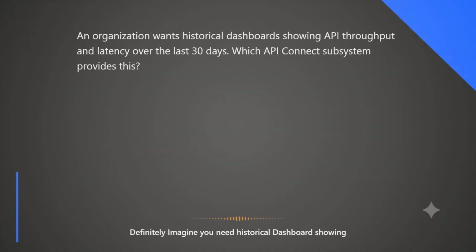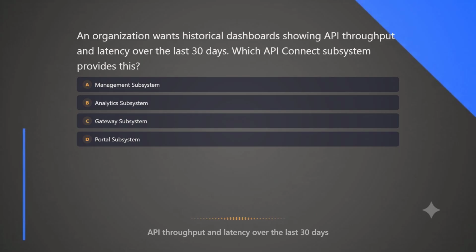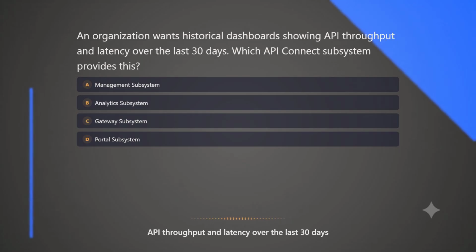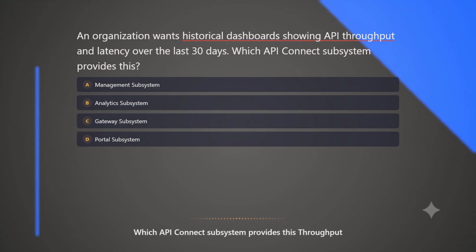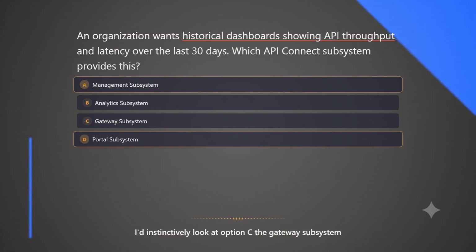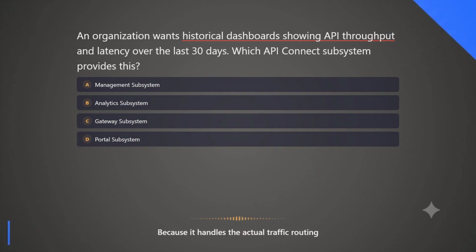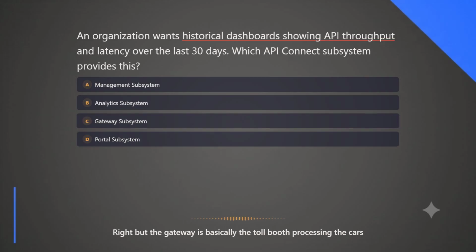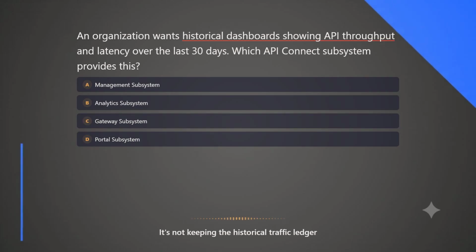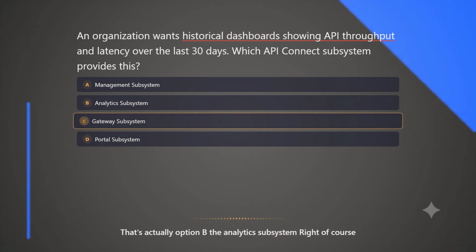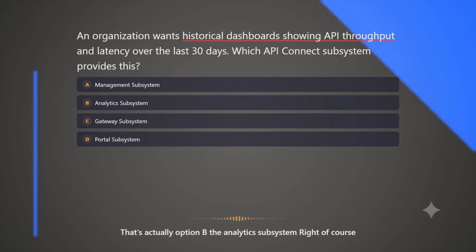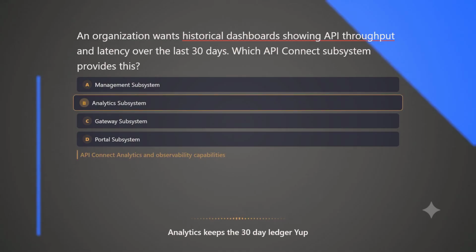Definitely. Imagine you need historical dashboards showing API throughput and latency over the last 30 days. Which API Connect subsystem provides this? Throughput. I'd instinctively look at option C, the gateway subsystem. Oh, that's tricky. Wait, really? Because it handles the actual traffic routing. Right, but the gateway is basically the toll booth processing the cars. It's not keeping the historical traffic ledger. That's actually option B, the analytics subsystem. Ah, right, of course. Analytics keeps the 30-day ledger.